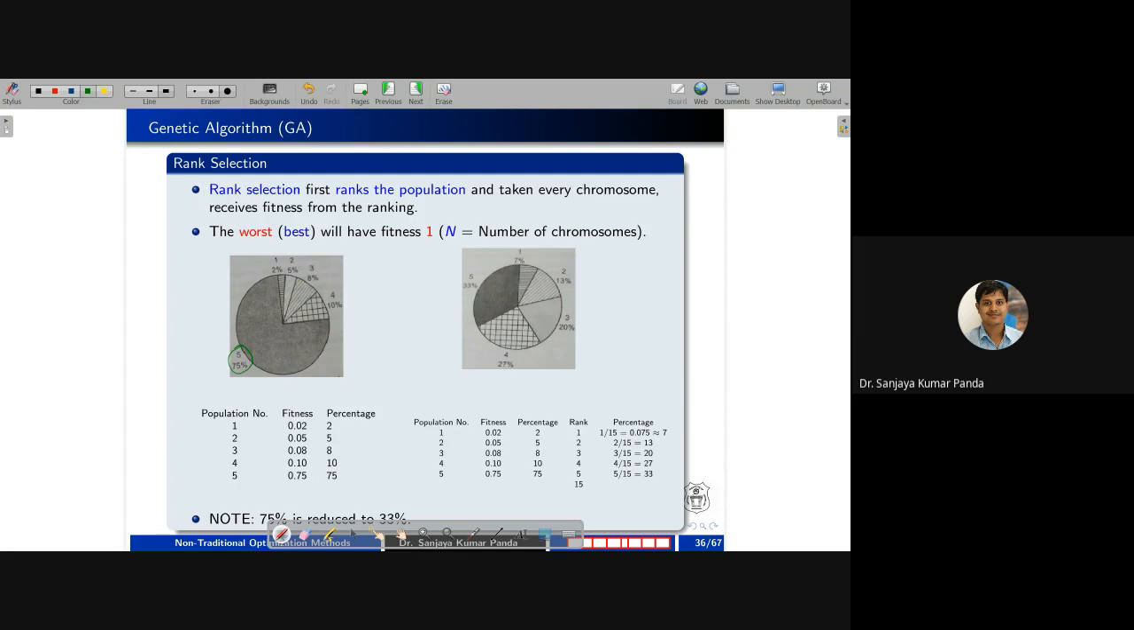After finding the probability and percentage, we see which population has the highest percentage, and we give that population the highest rank. And if a particular population has a lower percentage, we give it a lower rank. Then we calculate the percentage by taking the current rank divided by the sum of all ranks. So for this we have calculated 1 by 15. For this we have calculated 5 divided by 15. So these are the values we are getting as a percentage. If you represent it in the form of a wheel, it is a better representation in comparison to the roulette method. That's why the rank selection method is used in comparison to the roulette selection method.